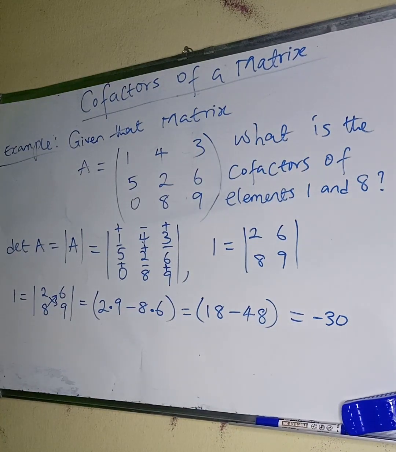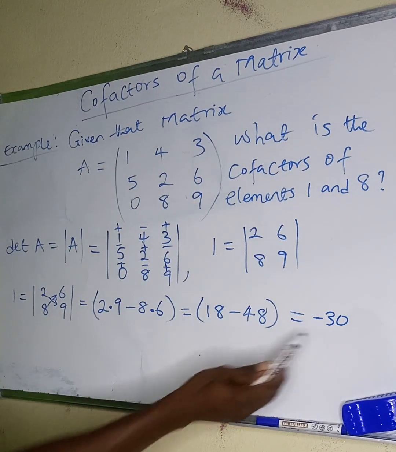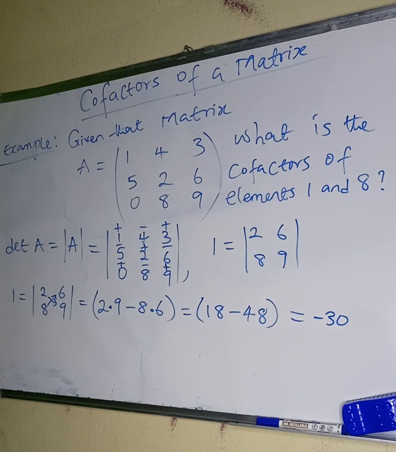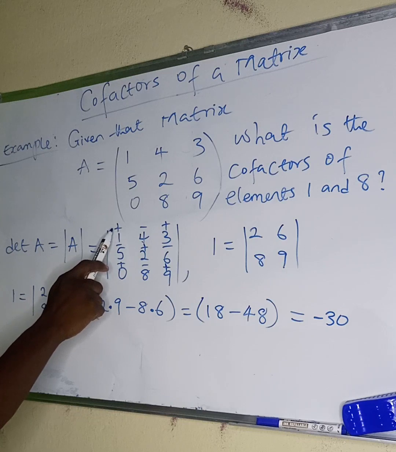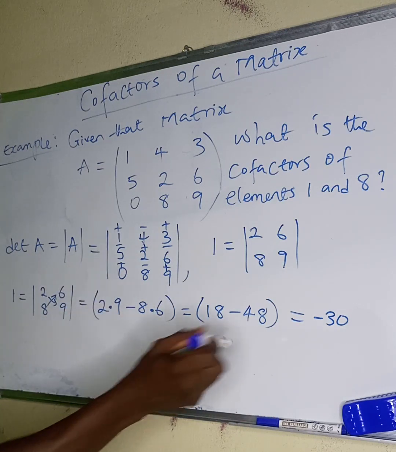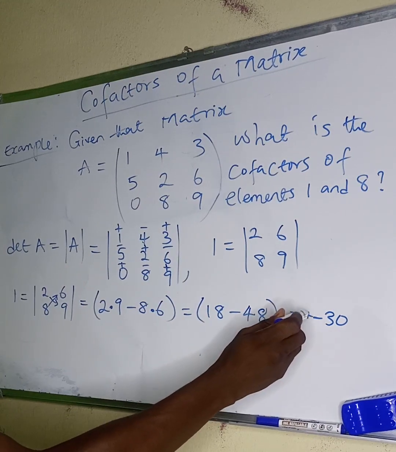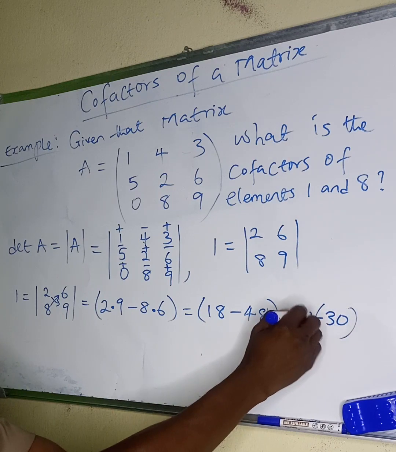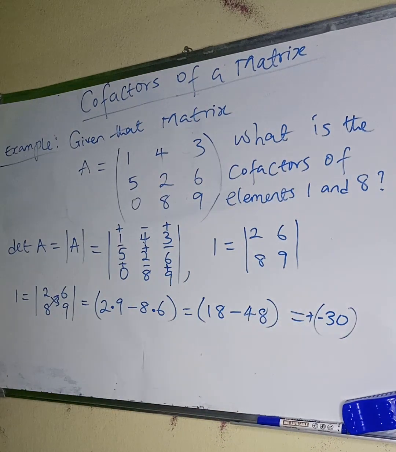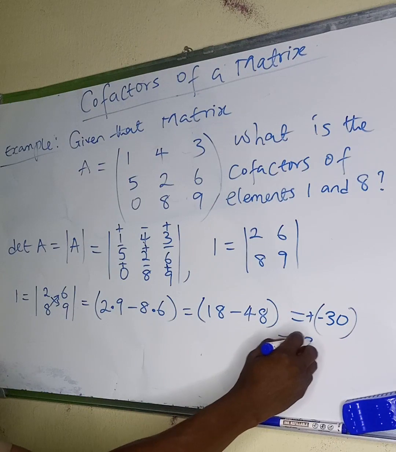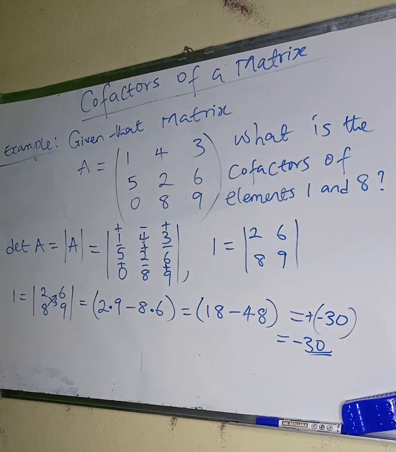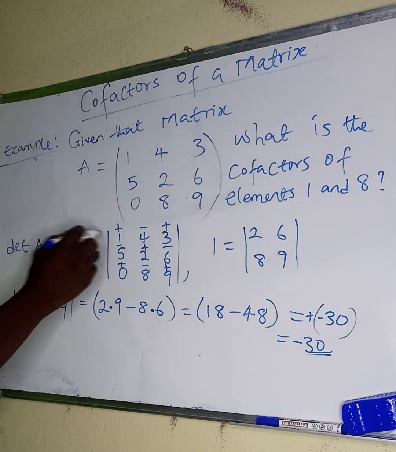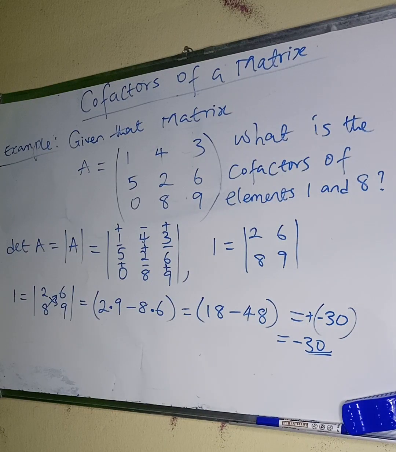However, we cannot stop here because we understand that there is a place value sign. This would have been the cofactor, but it is not until we are very sure that it is. The place value sign for 1, which we are looking for the cofactor of, is plus. So that plus will come to the front of minus 30 and multiply it, which will still give you minus 30. So it means that minus 30 is the cofactor for element 1. Let's go over to element 8, maybe you will understand better.